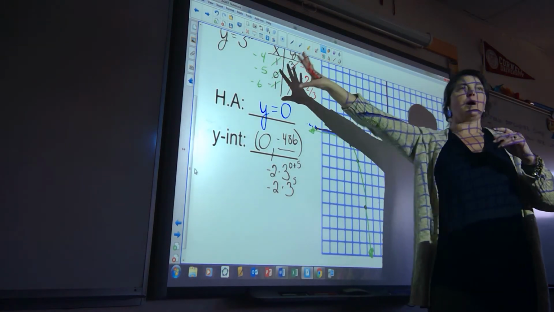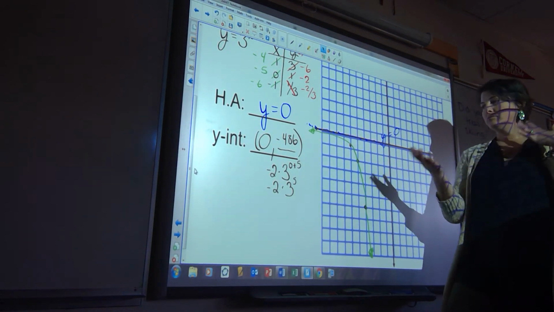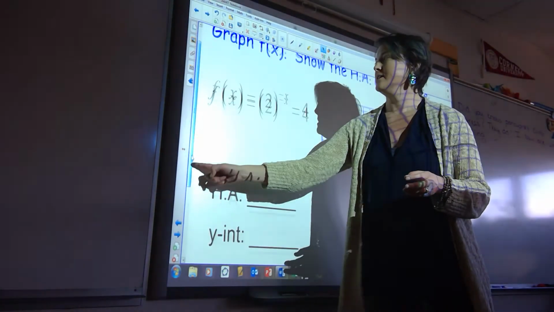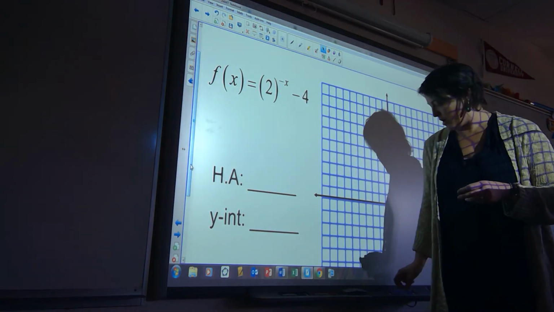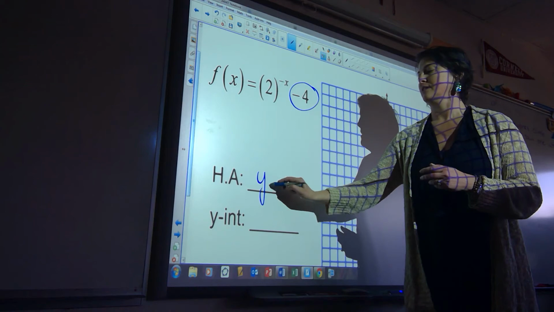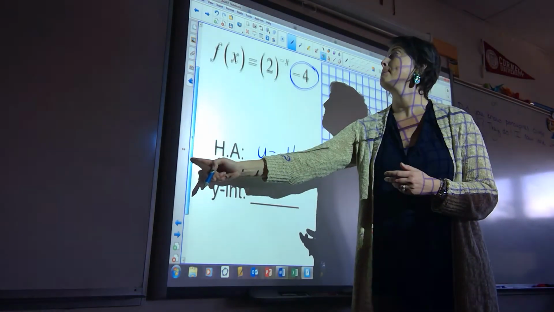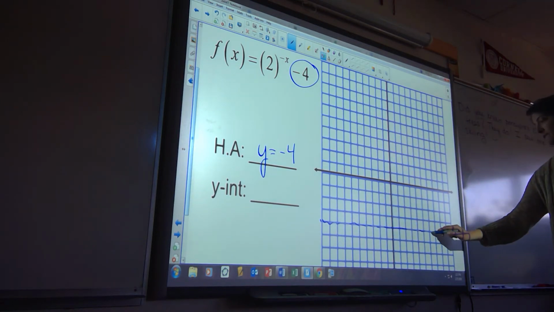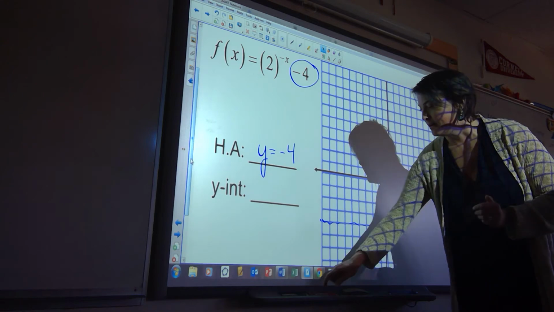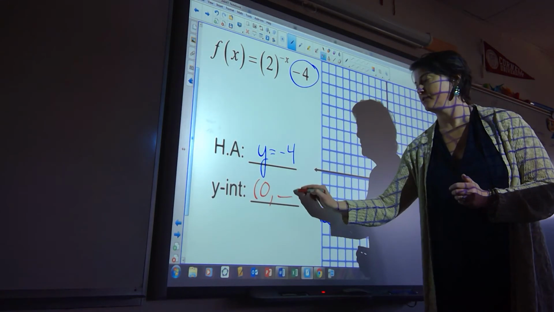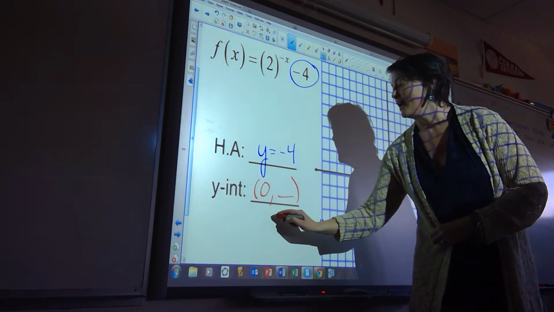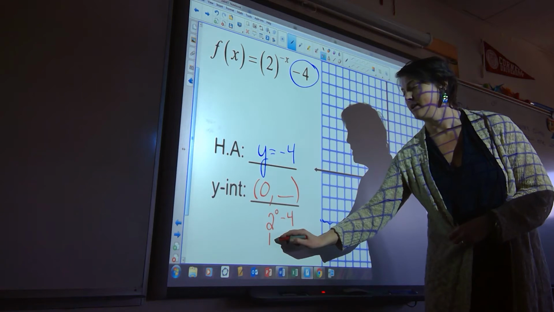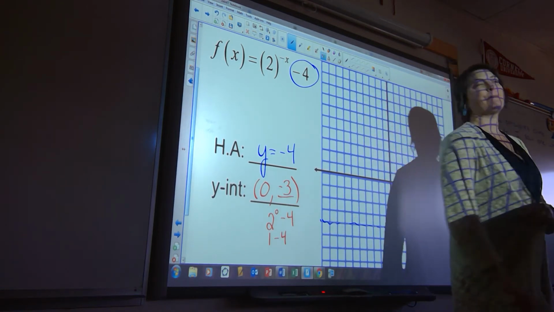So this t-table approach will always work for you. The other approach can also work. All right, this one is an x flip and a down 4. Down 4 means my horizontal asymptote is down 4: 1, 2, 3, 4. The y-intercept, if we go ahead and calculate that, we would have 2 to the 0 minus 4, so 1 minus 4, or negative 3.